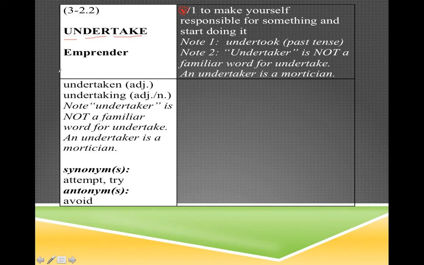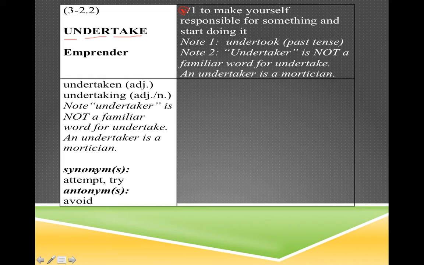You got it? All right. Let's go over the family words, and we have 2. We have undertaken, used as an adjective, and undertaking, used as an adjective or as a noun. Note, undertaker is not a family word for undertake. An undertaker is a mortician. A mortician is a person who arranges or works with bodies of dead people.